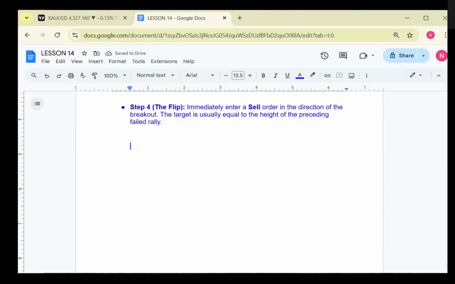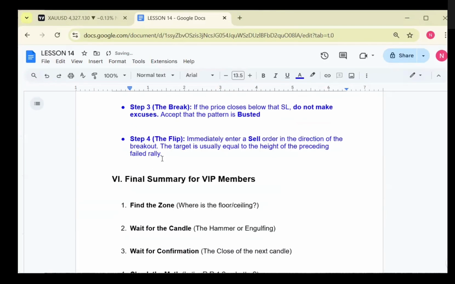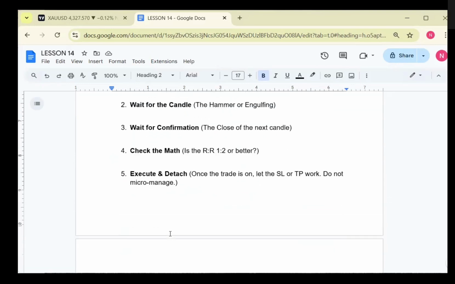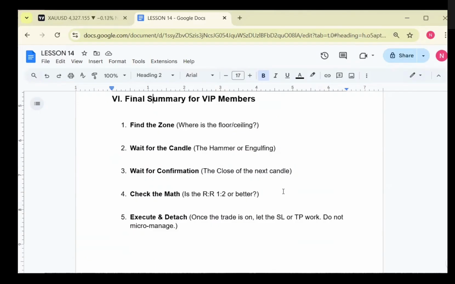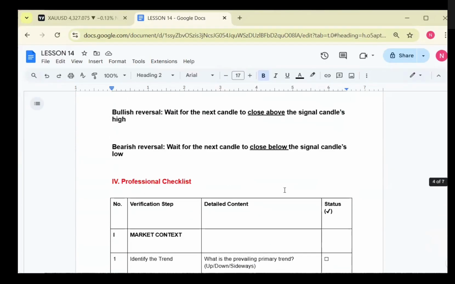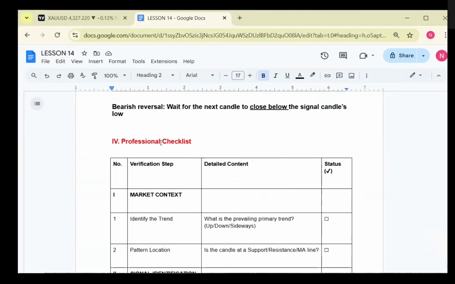And this is the final summary for today's topic. Key points: find a zone is the first thing you need to do. The next one is wait for the candle. The third step, wait for confirmation. Fourth step, check the math relating to the risk reward ratio. And the last one, execute and detach. So this is the topic today, and I want to share this important checklist with you.